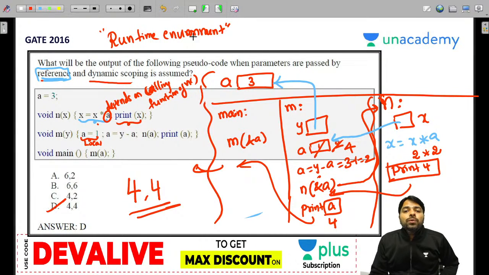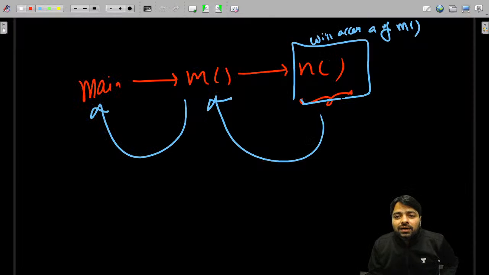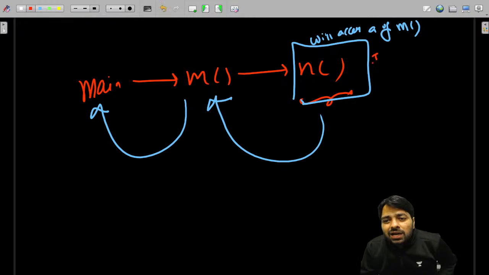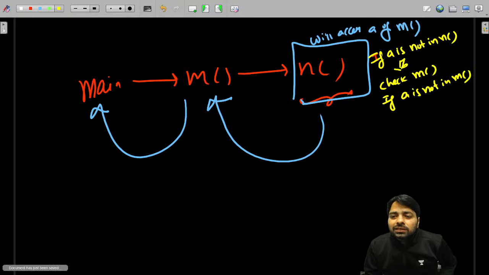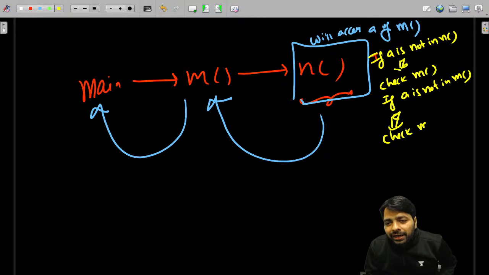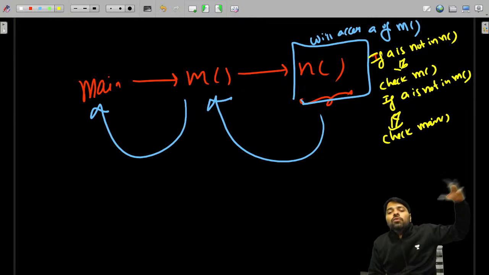If a is not available, remember that if a is not in n, then check m. Again, if a is not in m, then check main. If a is also not there, then go for global.